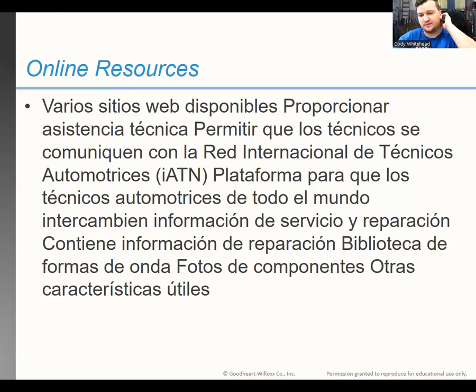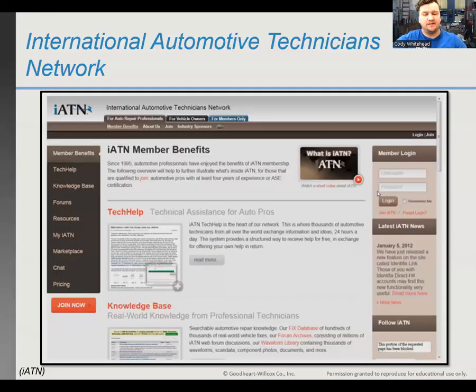All right, online resources. There are several websites available. This provides technician assistance, allows technicians to communicate. International Automotive Technician Network, IATN. This is a platform for automotive technicians around the world to exchange service and repair information. It contains a database of repair information, waveform libraries, component photos, and other useful features. So this is a very handy tool.